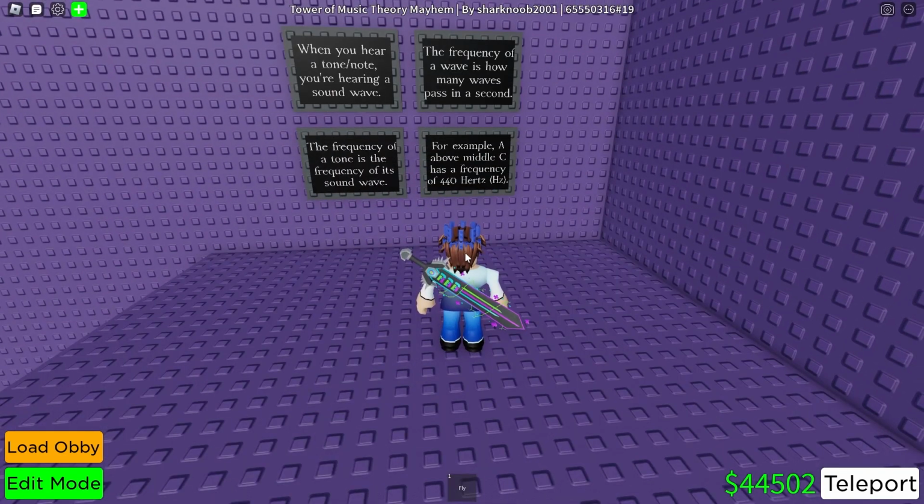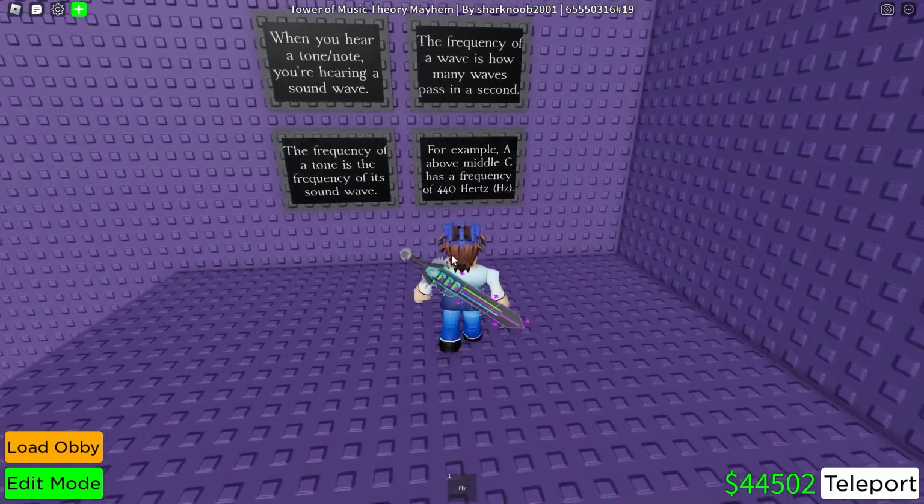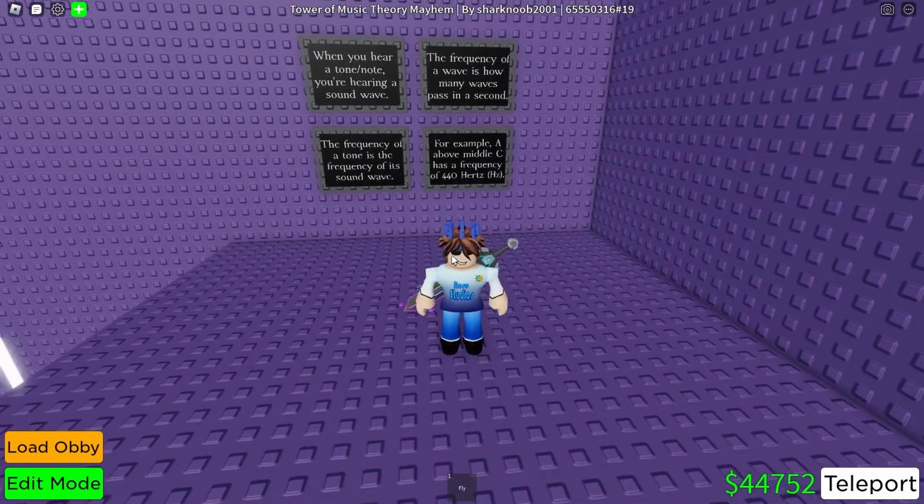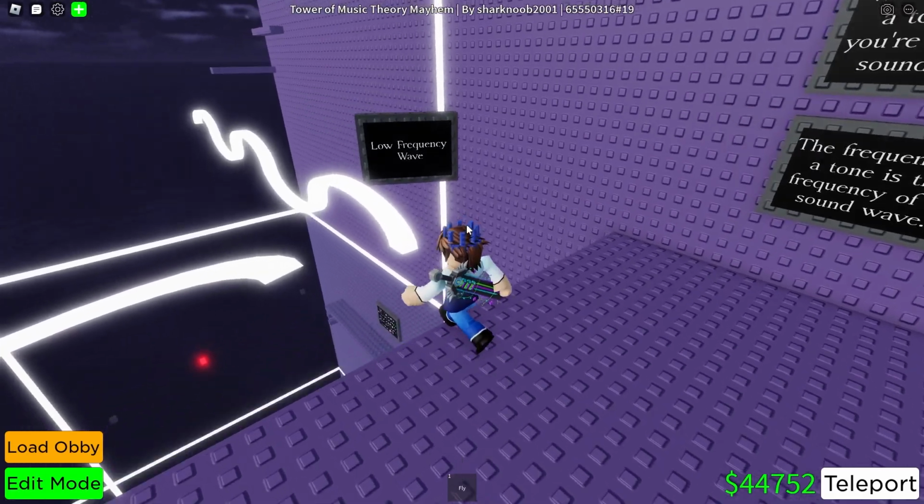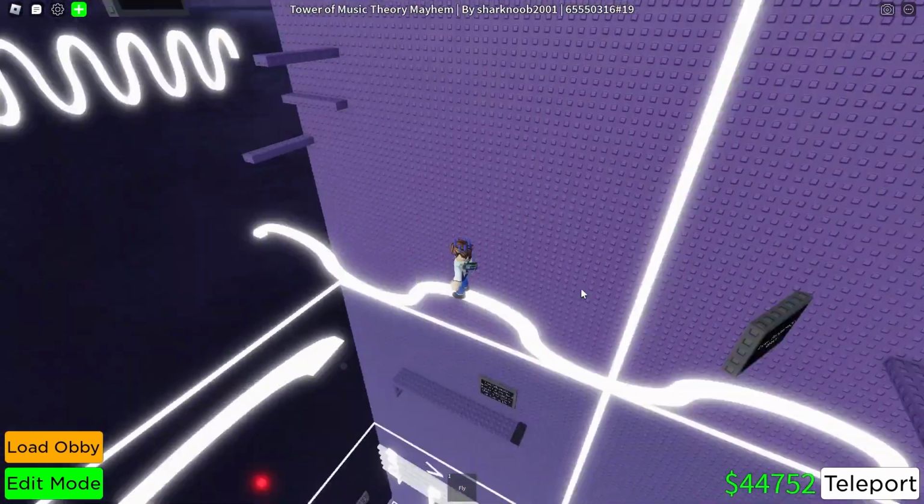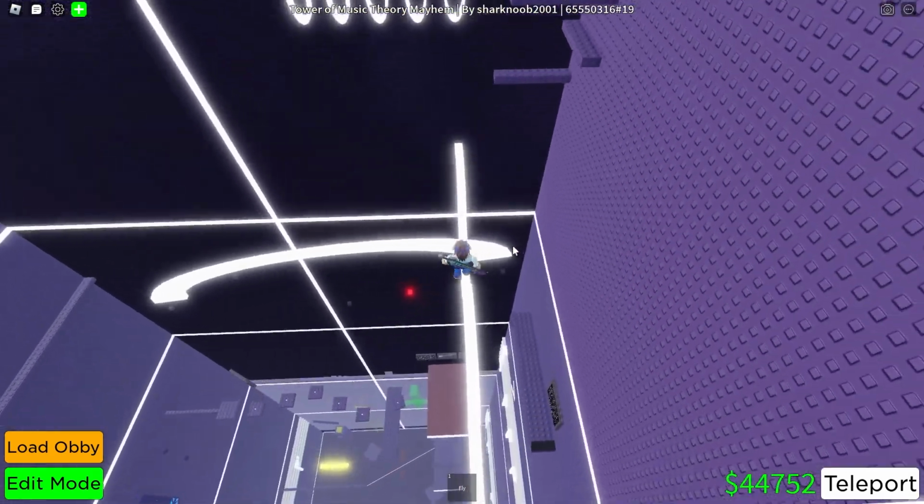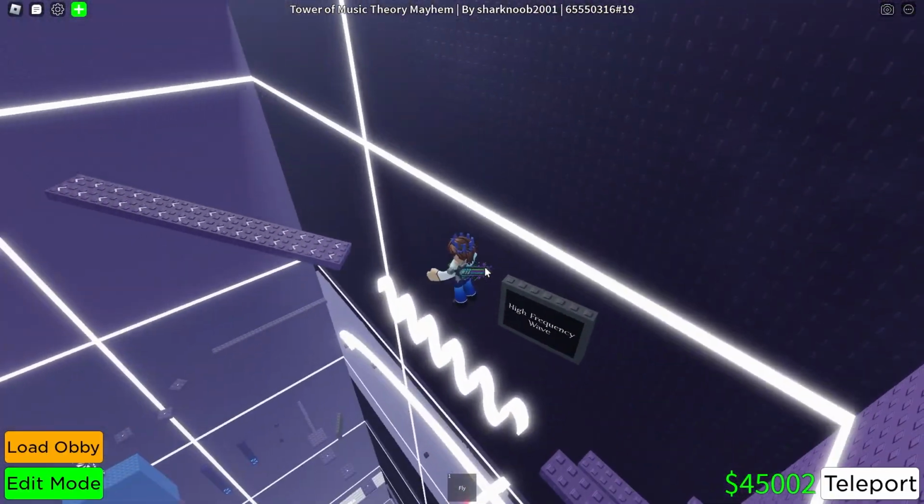When you hear a tone slash note, you're hearing a sound wave. The frequency of a wave is how many waves pass in a second. The frequency of a tone is the frequency of its sound wave. For example, A above middle C has a frequency of 440 hertz, abbreviated like that. So this is a low frequency wave. You can see, if this was moving, not a lot of times will it pass in a second. However, a high frequency wave, you can see it passes lots of times.